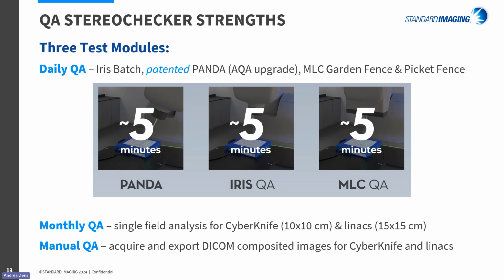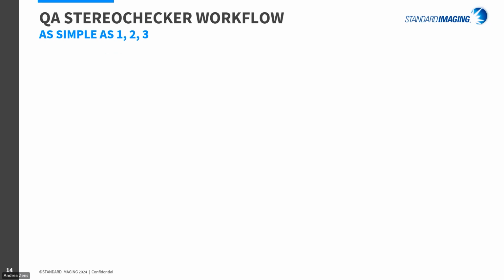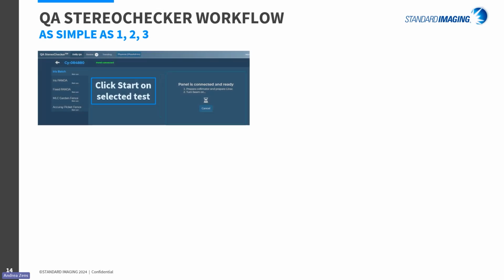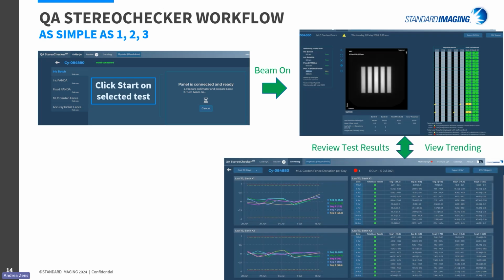The ease and speed in which test data is acquired, analyzed, saved, and trended means robust machine QA can be done with the frequency your patients deserve to ensure quality and safety in patient care. The workflow really is as simple as 1, click on Start Your Test, 2, turn on your beam, and 3, gather your results, review the image and test results, which are automatically trended as well.